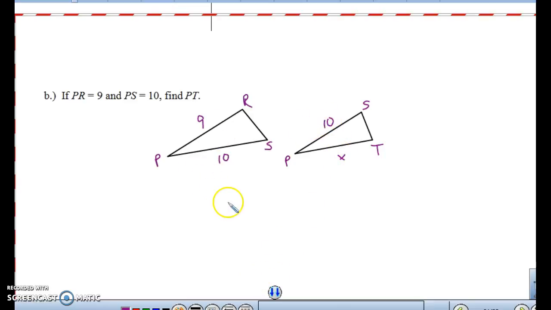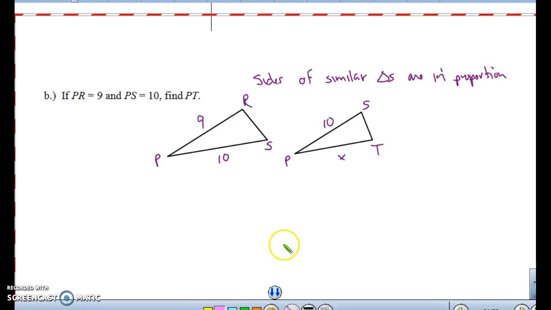Now, remember what we learned about similar triangle sides. These sides of similar triangles are in proportion. So when we set up a proportion here, we want to make sure we set them up exactly the same way. They have the same ratio. So I'm going to set up a ratio of the sides of one I know and one I don't. So I have PR. What side does that correspond to? That's PS. So I can set this up as PR is to PS.